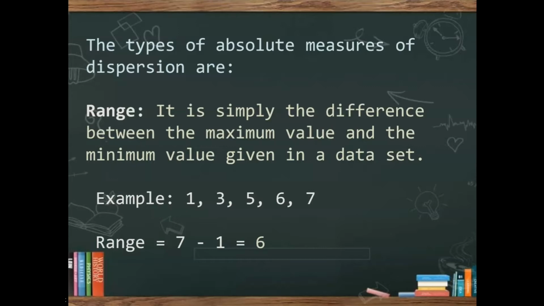How to find the value of range? Example 1, 5, 6, 7. To get the range, you need to find the highest value and the lowest value. The highest value in this example is 7, while the lowest value is 1. And subtract it. 7 minus 1 is equal to 6.